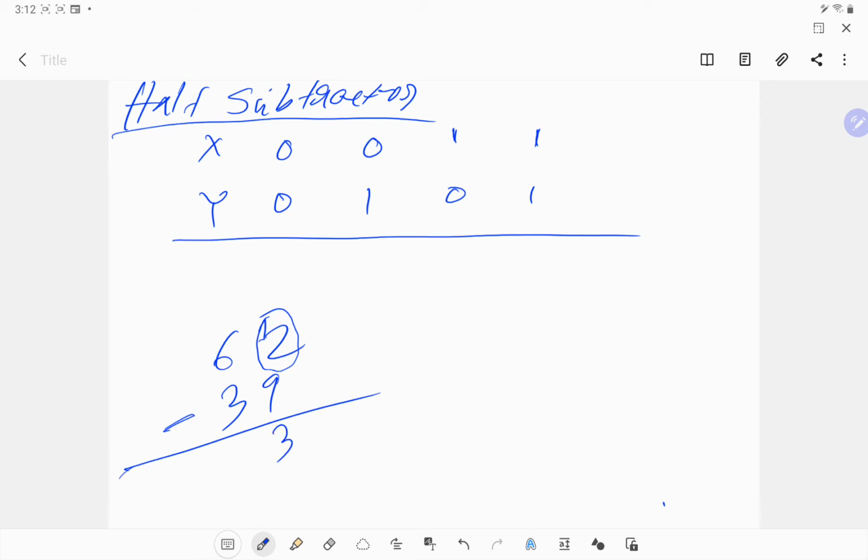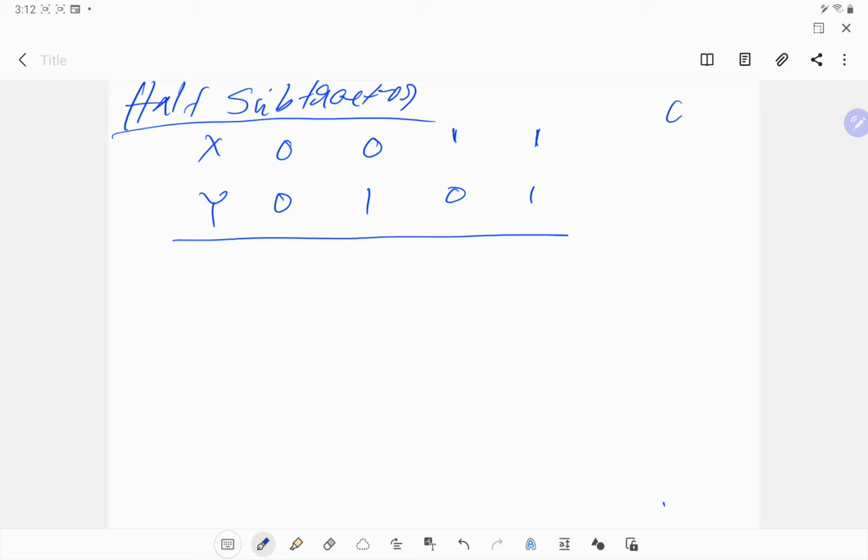Now we consider the borrow here. The previous borrow we add to the 3, and it will give us 4. The difference between 4 and 6 is 2. And now we don't have any borrow. Okay, that's the principle of subtraction, and we follow the same principle in the case of binary subtraction.